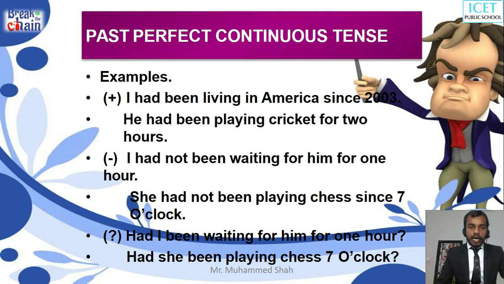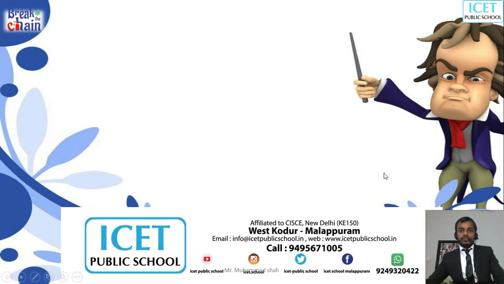Negative sentences: I had not been waiting for him for 1 hour. She had not been playing chess since 7 o'clock. She had not been writing the homework since 4 o'clock. Questions: Had I been waiting for him for 1 hour? Had he been playing chess since 7 o'clock? Like that. So these are the examples. I hope that you have understood it and everything is very clear.